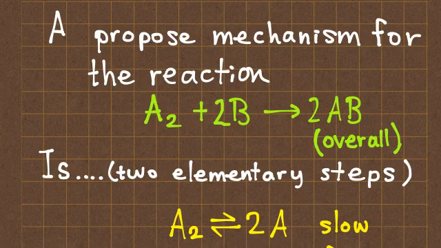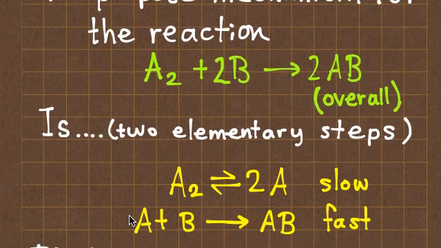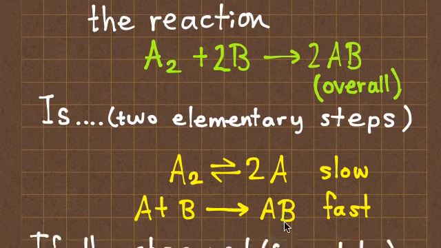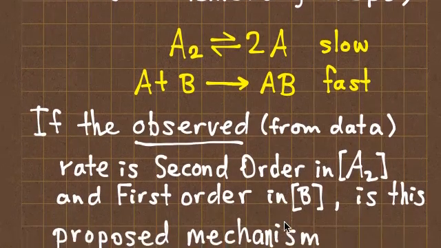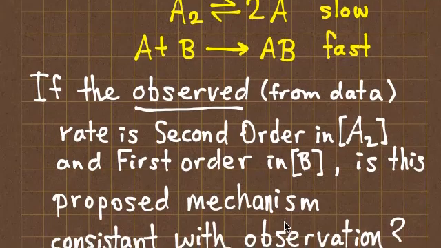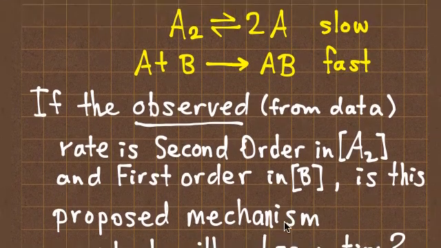Now, a proposed mechanism for the reaction. A2 reacts with 2B to give 2AB. The overall reaction is this. I wonder if one A2 breaks apart into 2A atoms, and then an A atom collides with a B atom to give an AB molecule. If we say that we observe in the laboratory a second order in A, first order in B, I wonder if this mechanism will jibe with that.